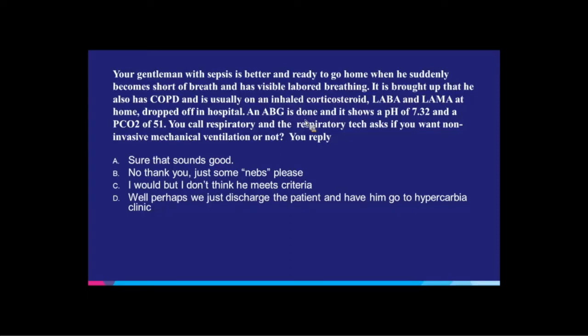So he hasn't been getting his usual inhaled corticosteroid, LABA, and LAMA treatment at home here in the hospital. An ABG is done. It shows a pH of 7.302 and a PCO2 of 51. You call respiratory, and the respiratory therapist asks if you want non-invasive mechanical ventilation or not. You reply: A, hey, sure, that sounds good, always a good answer. B, no thank you, just some nebs, please. C, I would, but I don't think he meets the criteria. D, well, perhaps we just discharge him and have him go to hypercarbia clinic, right?